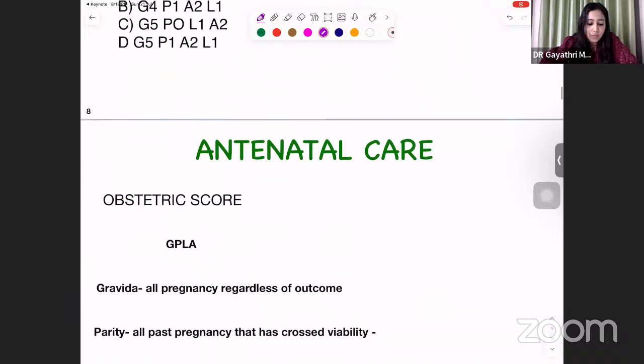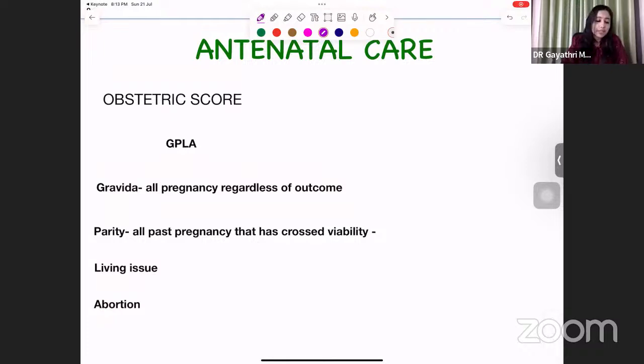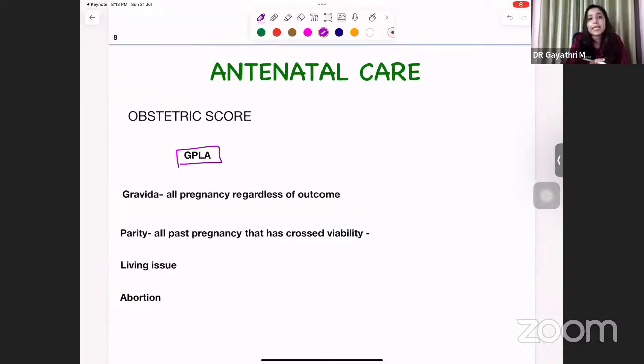So let's briefly see what an obstetric score is. Again, it is basically represented in the format of GPLA. G stands for gravida. Gravida includes all the pregnancies. Her present as well as past pregnancy will be included in gravida, regardless of the outcome. Let it be abortion, preterm, term, whatever. All pregnancies are included in gravida status. So here, how many pregnancies are there? A present pregnancy, 2 abortions, and 1 pregnancy at 34 weeks. G4.